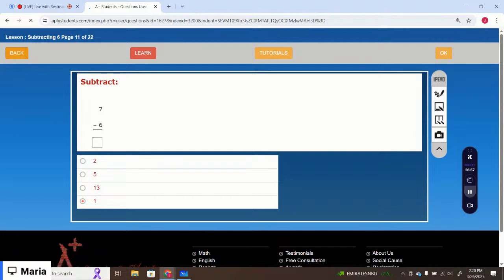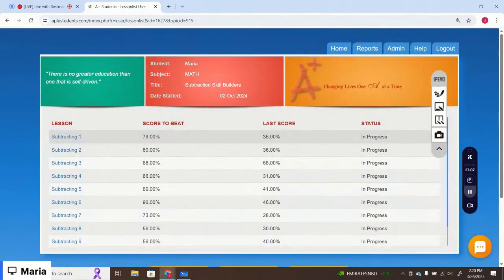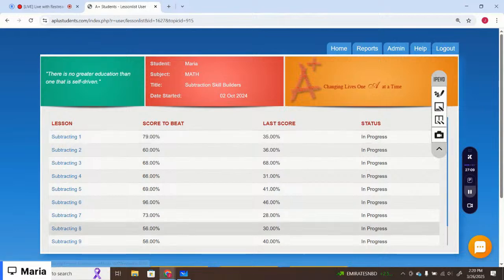Okay, you can complete the lesson by yourself later today. Let's just move on to the next lesson. The next lesson is subtracting 7. Let's just start with the next lesson.